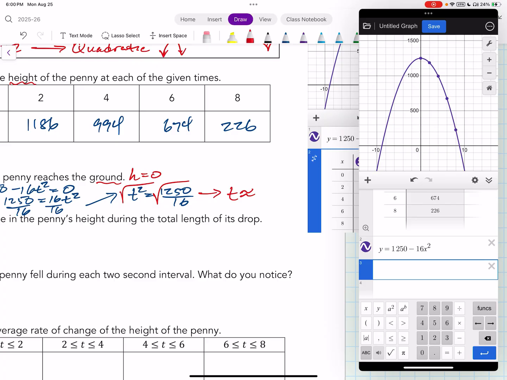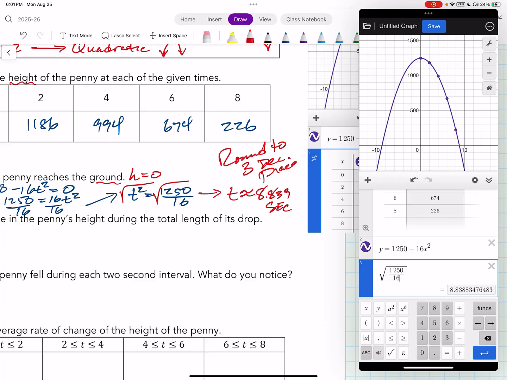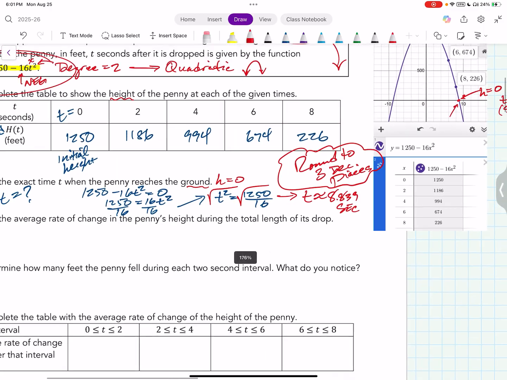So type it in. Go to your next line of Desmos. Right here, type in the square root of 1250, and you want to divide that by 16, and then read. Okay, and then always round your answers to the nearest thousandths, third decimal place. And the fourth digit's 8, so you round the third digit up to 9. So 8.839 seconds. Okay, round to 3 decimal places. Always in AP.